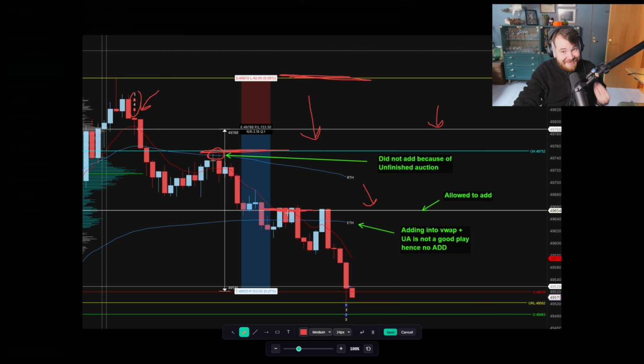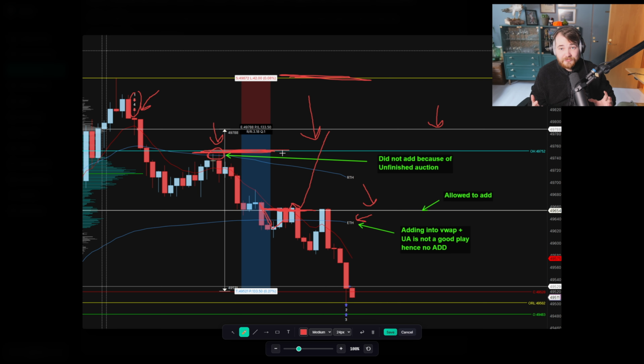Also, the second bad thing that I'm doing here, if I would add, is ETH VWAP. We have ETH VWAP here. Why would I add into VWAP? You know, the most likely spot for a rotation back is literally here, where I'm allowed to add. So this combined with this unfinished auction means that there's a high probability of a pullback and a high probability that, yeah, we might take this level out.